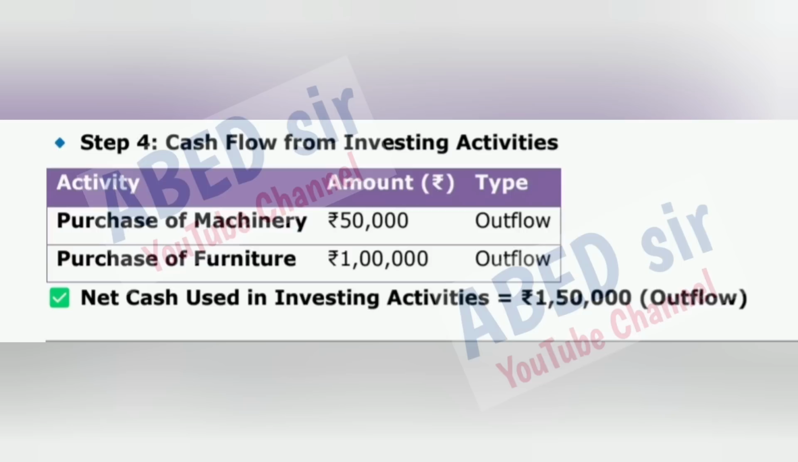rupees. Step 4. Cash flow from investing activities. Activity, amount, type. Purchase of machinery 50,000 rupees outflow. Purchase of furniture 1 lakh rupees outflow. Net cash used in investing activities is equal to 1,50,000 rupees outflow.